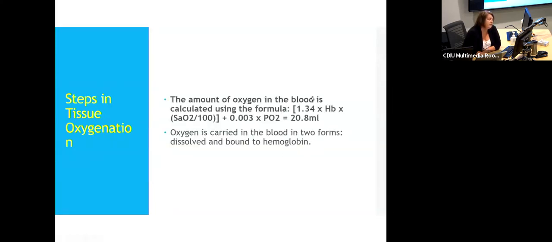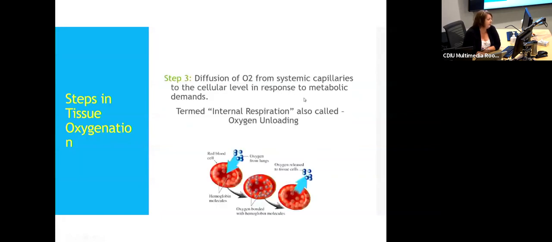The amount of oxygen in the blood is calculated using the formula. You don't need to memorize this formula. So it's 1.34, which is a fudge factor, times your hemoglobin, times your saturation, divided by 100, times 0.003, again, another fudge factor, and the PO2, which is a partial pressure. And it should give you, in air, in the atmosphere, about 20.8 mils. Remember, I just alluded to the fact that oxygen is carried in the blood in two forms, both dissolved and bound to hemoglobin.